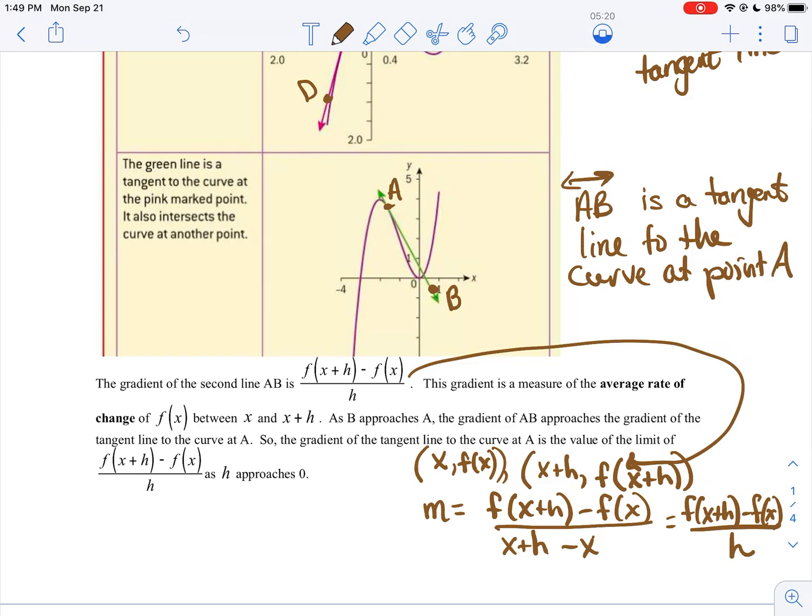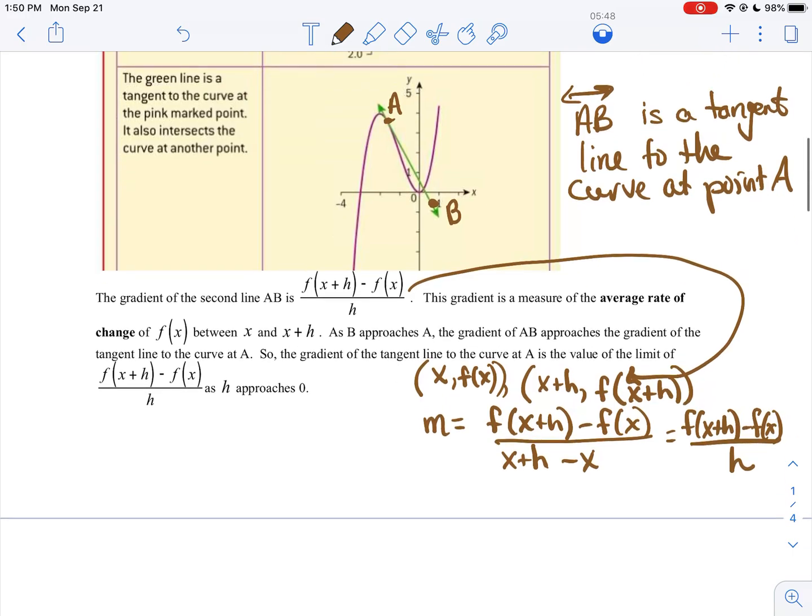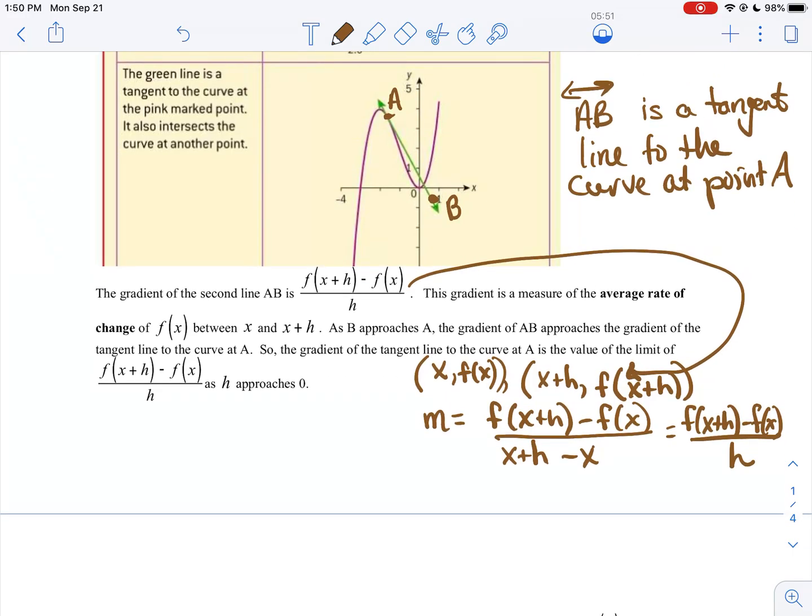So this is also called the difference quotient. But this gradient or slope is the average rate of change of f of x between x and x plus h. As point B gets closer and closer to point A, the gradient of AB approaches the gradient of the tangent line to the curve at A. So the gradient of the tangent line to the curve at A is the value of the limit, and I'm going to write it this way.